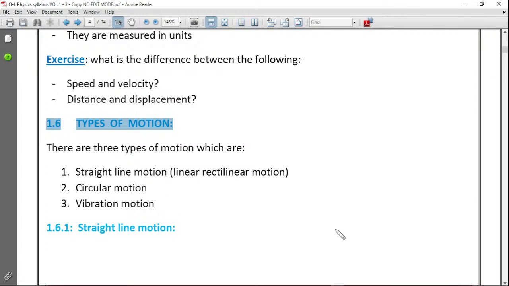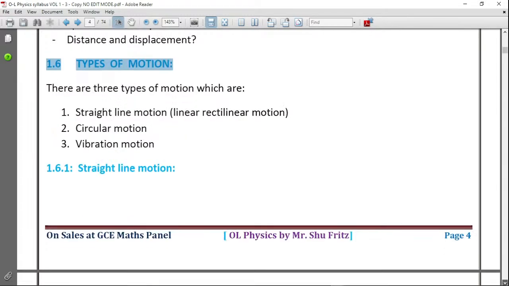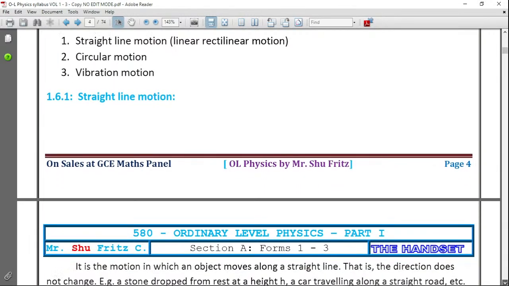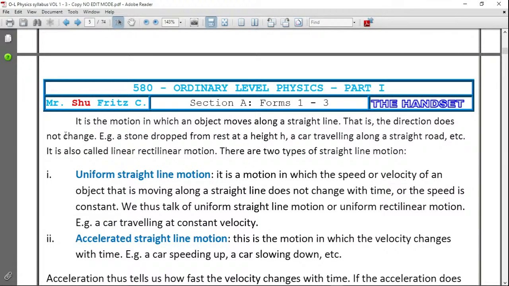So, let us start by looking at straight line motion. Straight line motion is the motion in which an object moves along a straight line. That is, the direction does not change. For example, a stone that is dropped from a height h is undergoing what type of motion? It's undergoing linear motion. Equally, a car traveling along a straight road is undergoing linear motion. You can say linear, rectilinear motion.